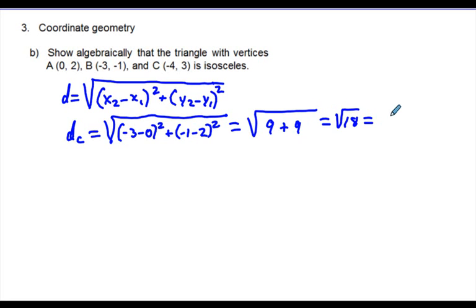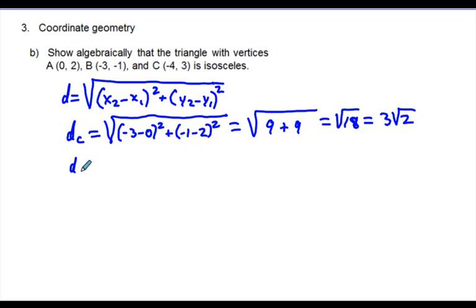Now you can also write this by taking out the 3. If we take 9 as 3 squared, we can rewrite this as 3 square root of 2, should we so desire. But I think this square root of 18 is going to be enough to work with. Okay, next, so that's one of the sides.